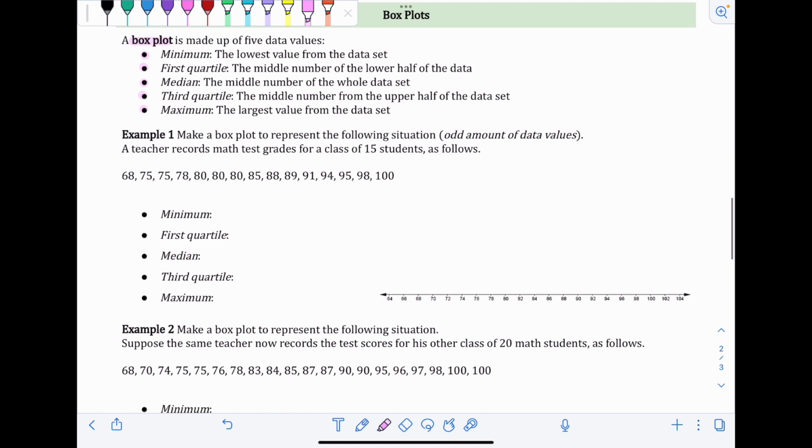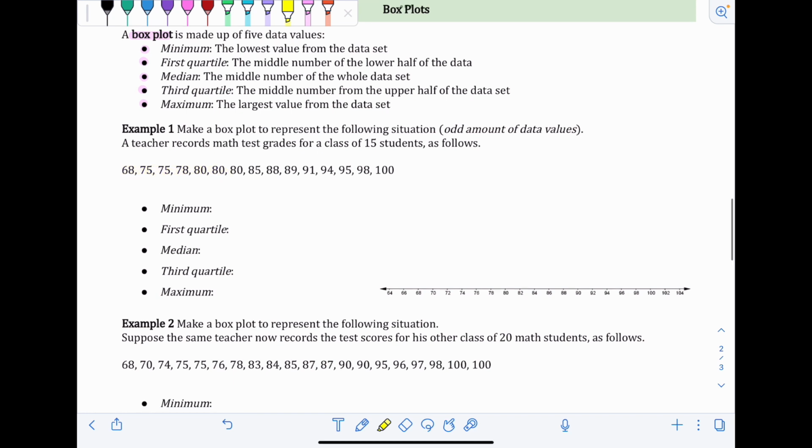So example 1, make a box plot to represent the following situation. This example, just for your notes for you to refer back to, is going to be when we have an odd amount of data values, and then example 2 will be when we have an even amount of data values. Okay, so a teacher records math test grades for a class of 15 students as follows. We have 68, 75, 75, 78, and so on.